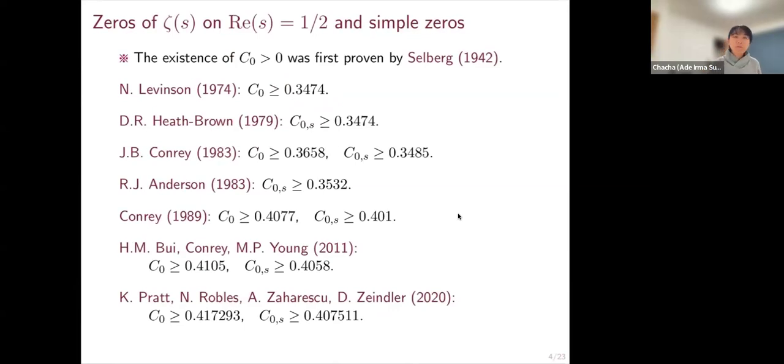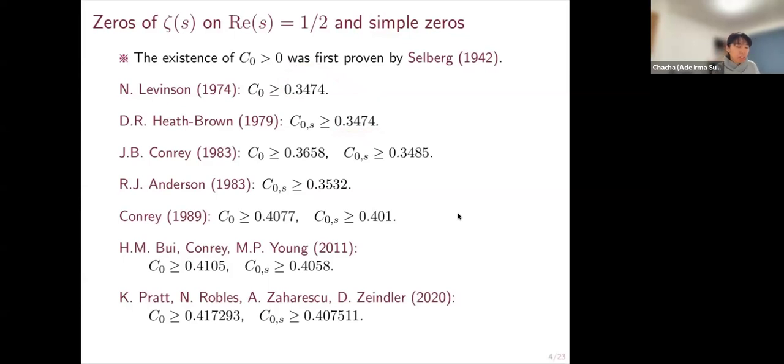But at that time, he didn't realize that what he computed is not only the proportion of critical zeros, but also of simple zeros. Coincidentally, they are all also simple. That was pointed out by Heath-Brown about 5 years later. So we get exactly the same proportion for critical zeros which are simple.